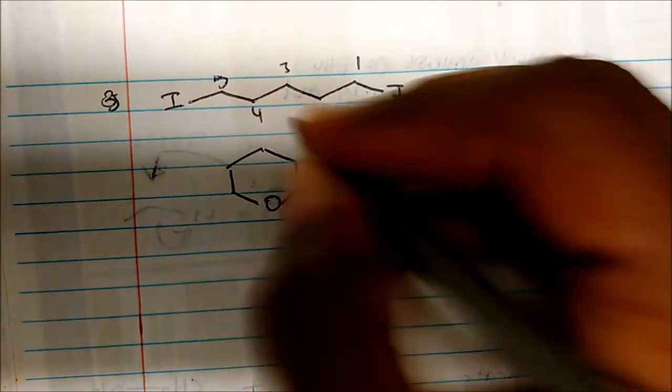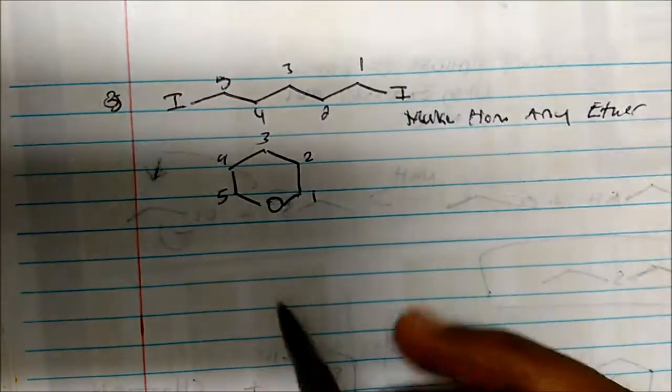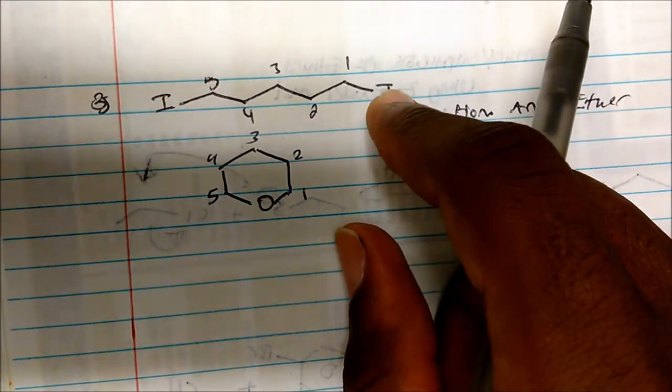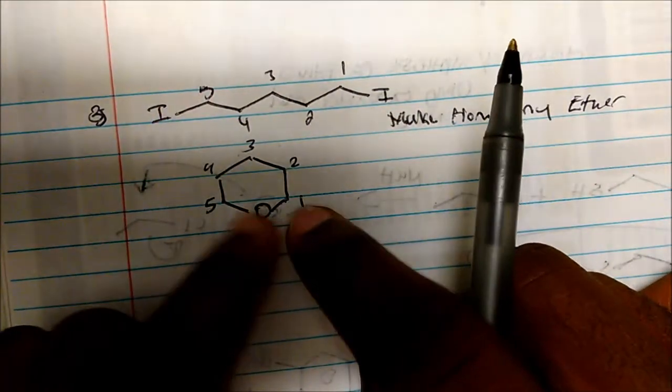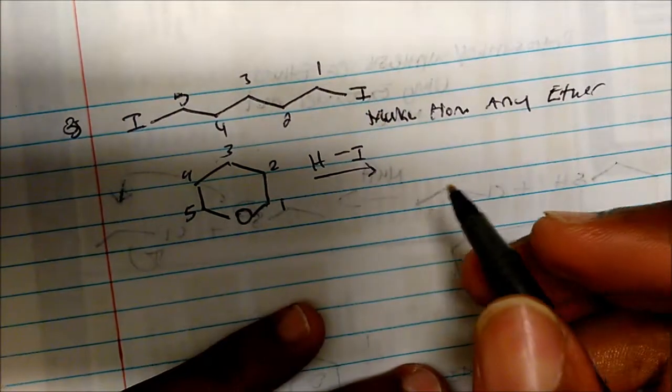Right? So again, let's count our carbons. 1, 2, 3, 4, 5. And then this diiodide here on the end, this actually makes up for the oxygen. So let's take this molecule and add it in HI, acidic conditions.